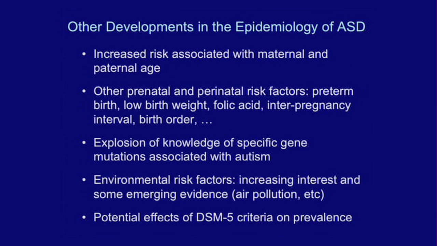Other developments in the epidemiology of autism spectrum disorder I've listed here. One is a really consistent finding of increased prevalence of autism associated with both maternal age and paternal age. For a while, some studies suggested it was the father's age that was more important. Other studies suggested it's the mother's age. But when we finally had large enough studies to control for one parent's age and study the effect independently of the other parent, we're seeing that it's really both parents' ages that contribute, in an additive way. And I'll show a slide on that in a moment.